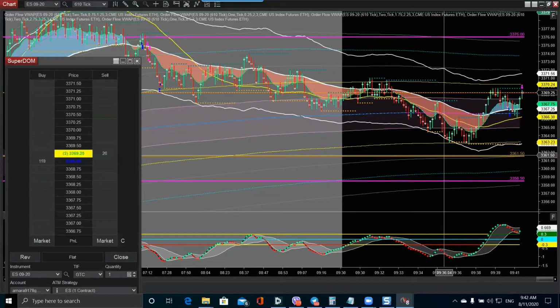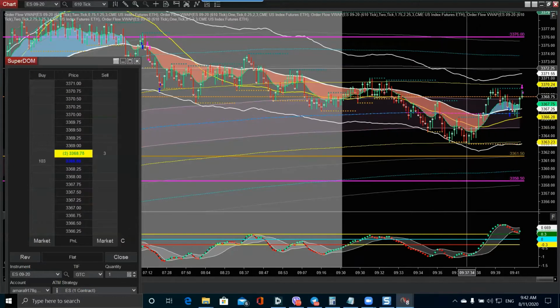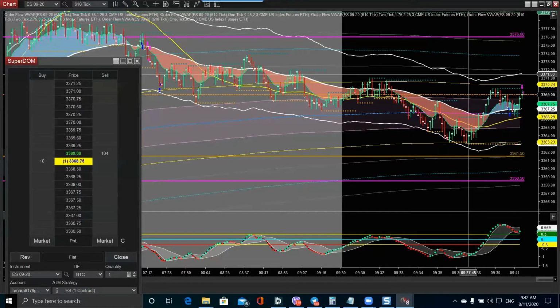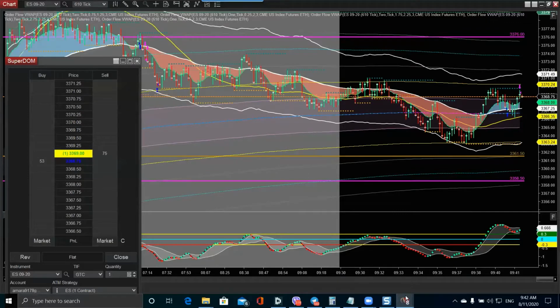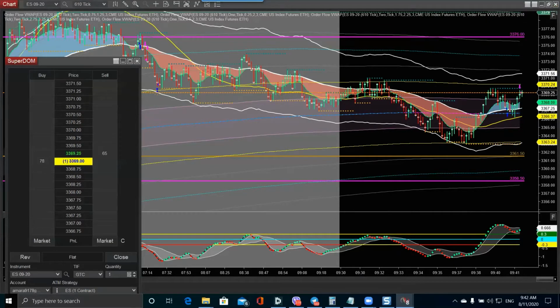Target filled. You got 2 points there. Most likely this is going to get up to here, which I should have moved my profit target. So you know what that setup was right there, right? More like a V1 with an overrun.